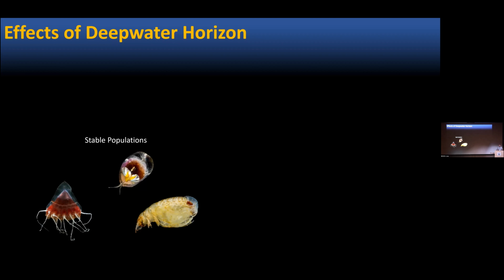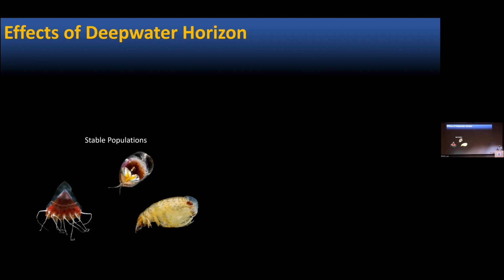Now, one is the idea that zooplankton populations have largely shown to be relatively stable in the long term following the spill. So basically, there was an immediate decline for a lot of those populations, but they recovered very quickly. And over the long term, it seems that they've persisted and are back at the levels that they once were pre-spill.